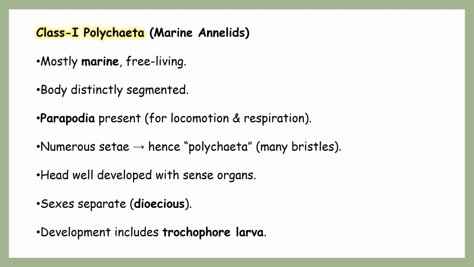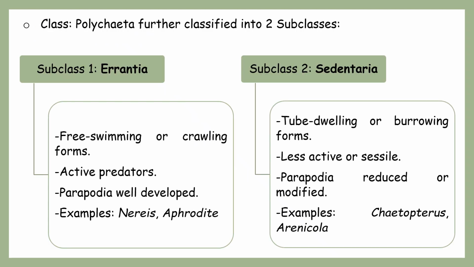The head is very well developed, with highly developed sense organs also present. Sexes are completely separate, with clear-cut male and female body differentiation, the dimorphism we can see, and the development is indirect. That means it includes a larval form, the trochophore larva. This class Polychaeta is further divided into two subclasses: subclass 1 Errantia and subclass 2 Sedentaria.